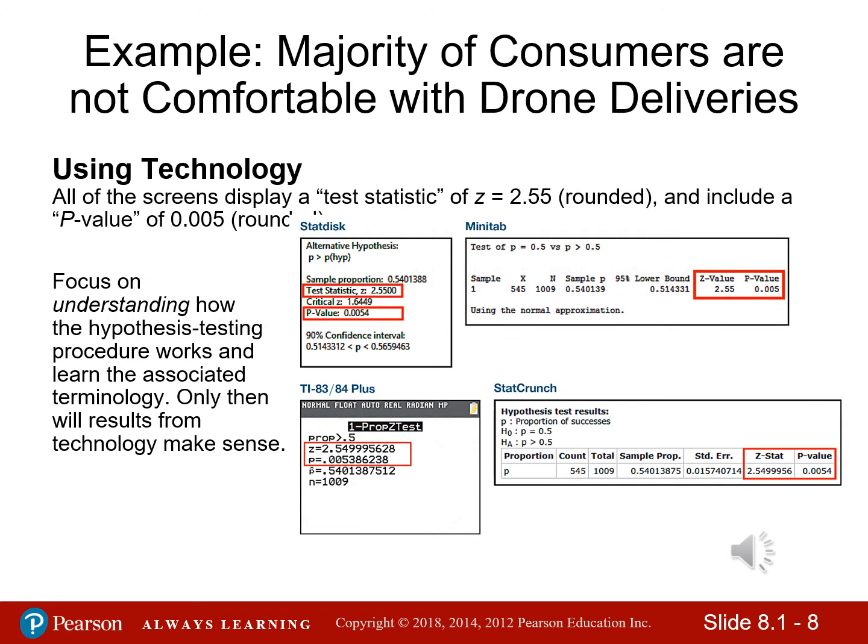Examining the 4 screen displays, we see some common elements. They all display a test statistic of z equals 2.55, which has been rounded, and they all include a p-value of 0.005, which has also been rounded. Focus on understanding how the hypothesis testing procedure works and learn the associated terminology. Only then will results from the technology make sense.